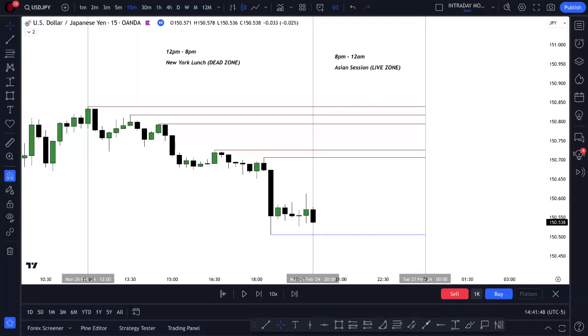This is episode 40 to the Asian Session Library, once again with the pair US dollar versus Japanese yen. Monday night on the 26th February 2024, we had a successful Asian Session model. Let's walk through it together.